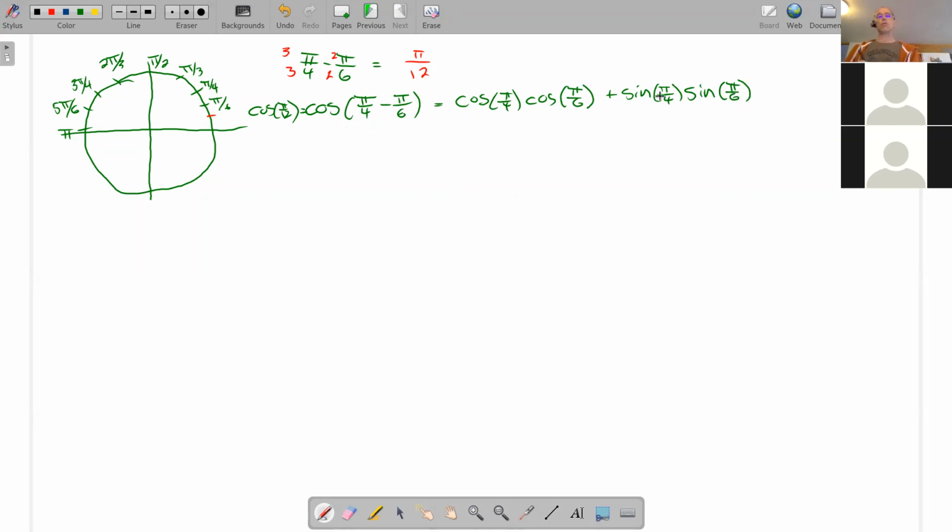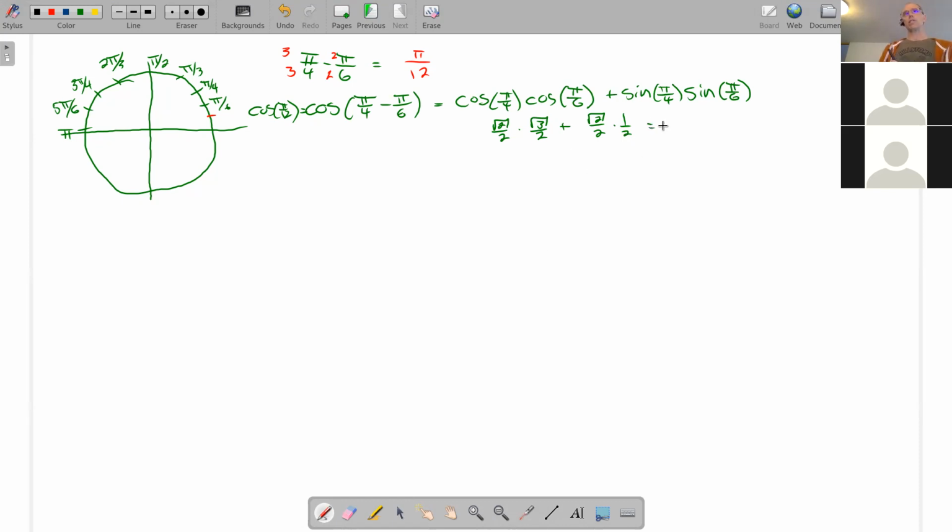And again, pi over 4 and pi over 6 are special. We should have all these results memorized. Cosine of pi over 4 is the square root of 2 over 2. Cosine of pi over 6 is the square root of 3 over 2. Sine of pi over 4 is the square root of 2 over 2. And sine of pi over 6 is 1/2. And then we can decide how we want to clean it up.